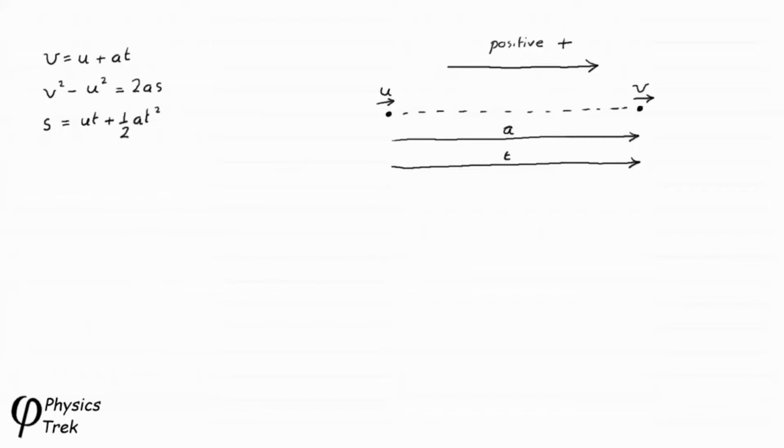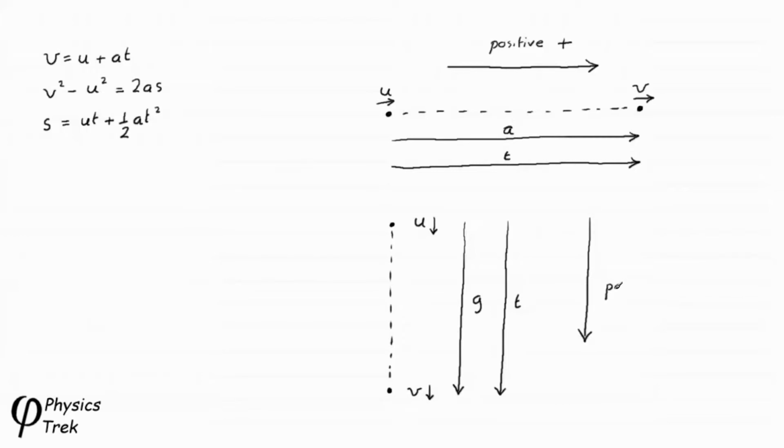Now when we rotate the diagram 90 degrees clockwise, everything is the same. Well, almost. u and v are directed downwards and the object is accelerating downwards, but in this case the object is accelerating at g meters per second squared. So in our three equations, acceleration a is simply replaced by g, and the equations change to v equals u plus gt, v squared minus u squared equals 2gs, s equals ut plus a half gt squared.